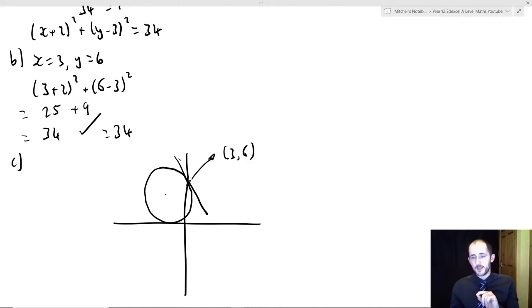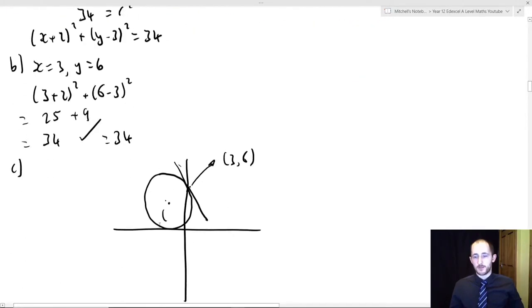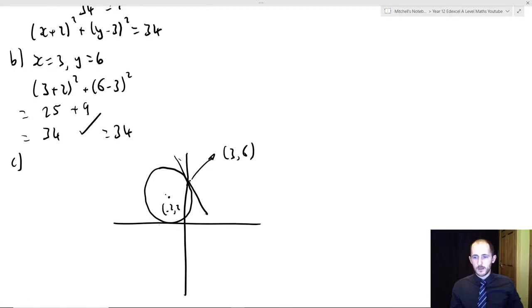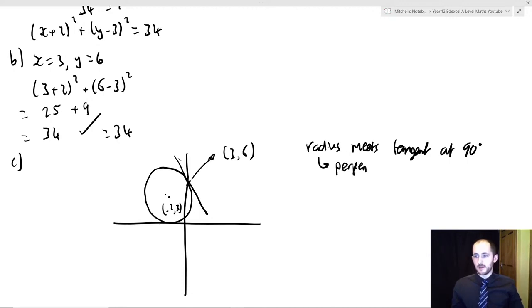We need to find the equation of that line. Normally to find the equation of a line, we need 2 coordinates, and we don't currently have that. But what we do have is this coordinate here, which is (-2, 3). Now from your circle theorems, you should remember that the radius meets the tangent at 90 degrees. So in other words, the radius is perpendicular to the tangent.